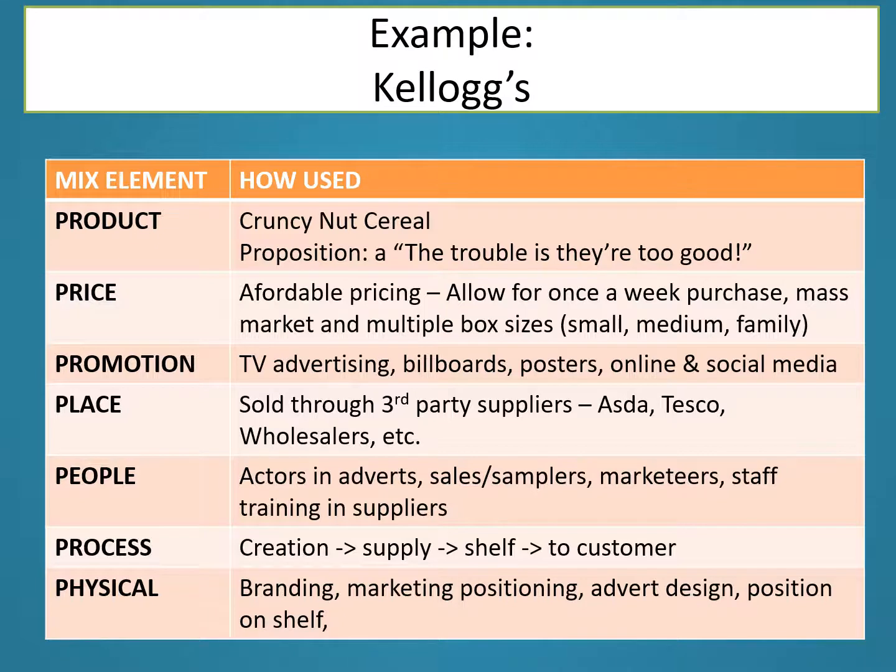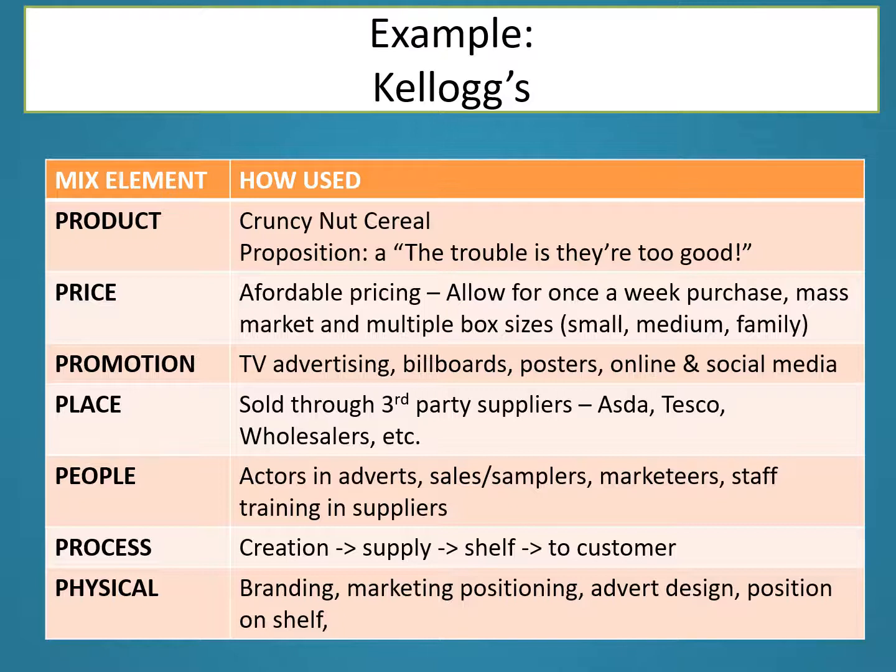So here's an example then. When we're thinking of the marketing mix, we like to think of it as being able to work together. So with Kellogg's, we've got product, say Crunchy Nut cereal. The proposition is that they taste too good. That is trying to push the product onto the person, and then you have to create the product around that theory. Then you've got price.